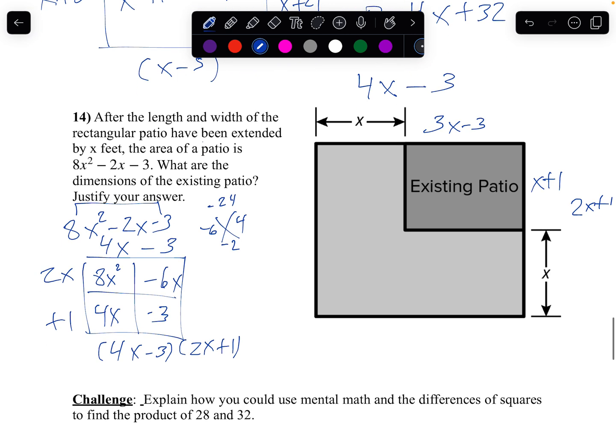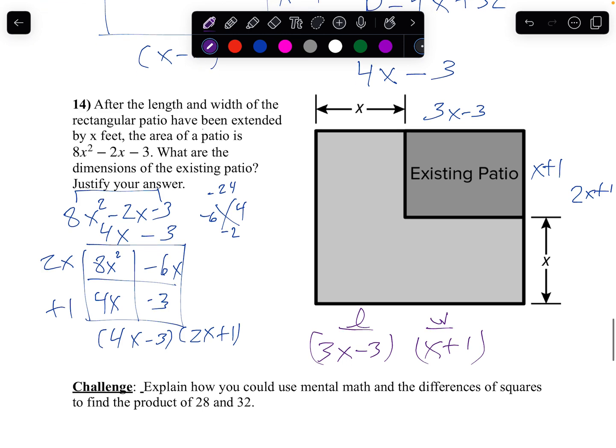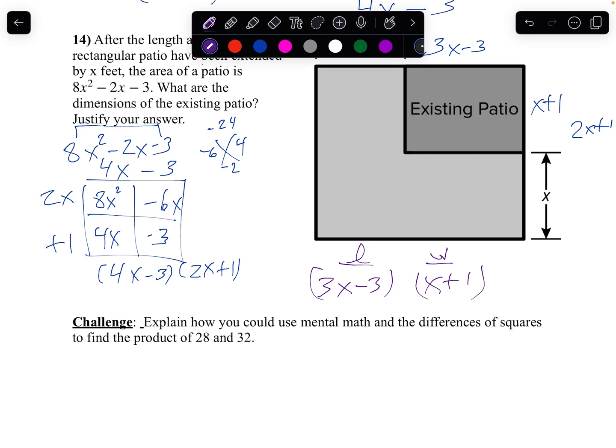So maybe I should write those dimensions down here. So my existing patio is 3x minus 3 for my length, and my width is x plus 1. And we could flip those two around if we wanted to, because it's relative. And there is our patio. And then we have the challenge, which you need to know how to do.